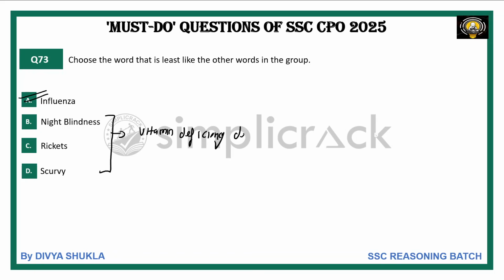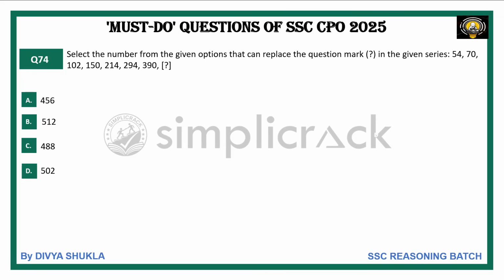Vitamin deficiency disease. Okay, influenza is a viral disease. That is why option A is the correct answer for this question. I hope question number 73 is clear. Let's move to question number 74.